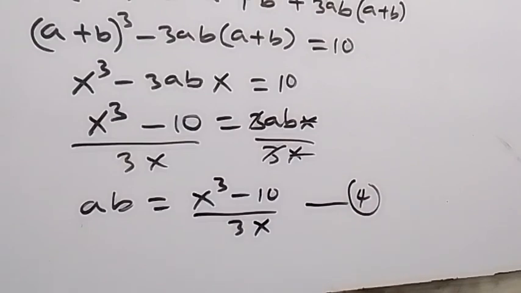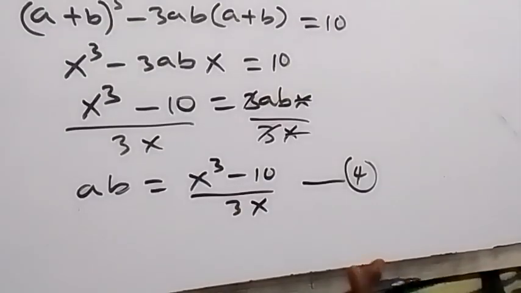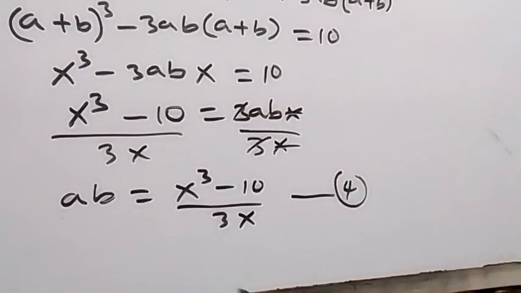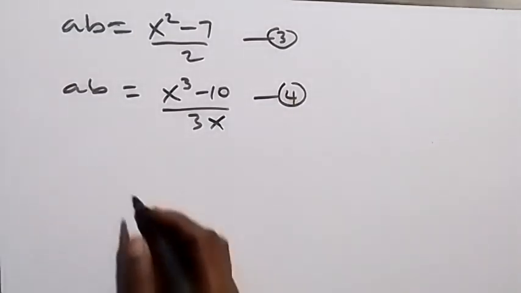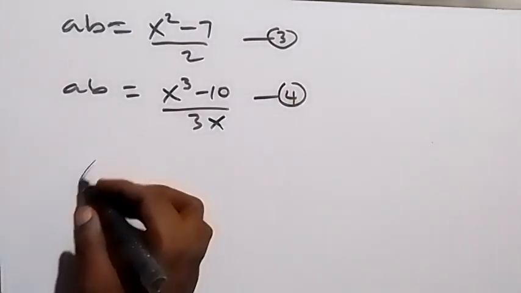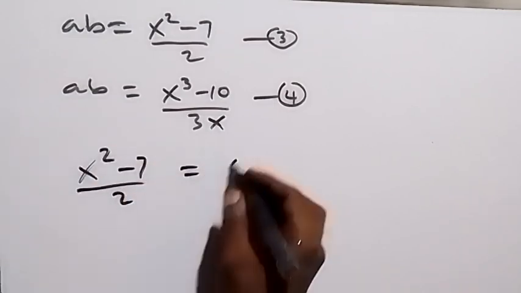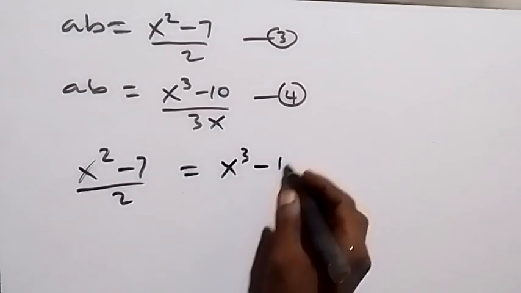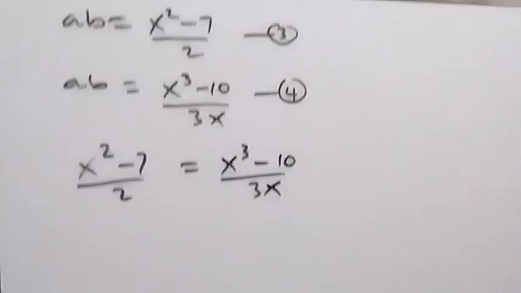Equation 3 and equation 4, we can equate them, because we have ab equals this, and also ab is equal to this. So when we equate equation 3 and 4, we have (x squared minus 7) over 2 equals (x cubed minus 10) over 3x. Then we can cross multiply from here.